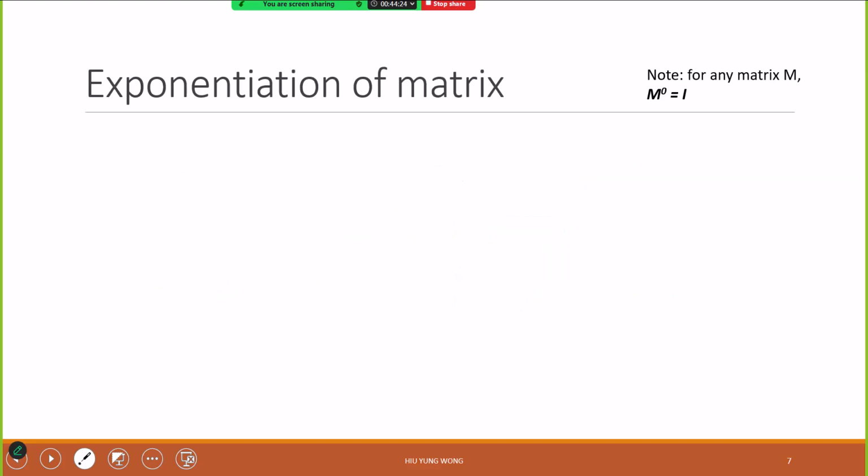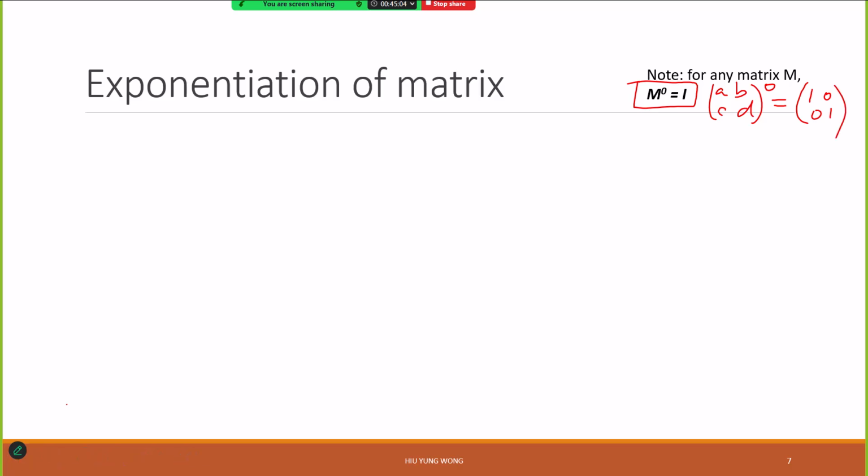Okay. Now I would like to talk about matrix exponentiation. First of all, we need to understand the definition of a matrix exponential. But the first thing I need you to memorize is that any matrix to the power 0 is the identity matrix. This is a definition. So what does it mean? Even if you have A, B, C, D, taken to the power 0, it is equal to 1, 0, 0, 1. Okay, that is the definition.